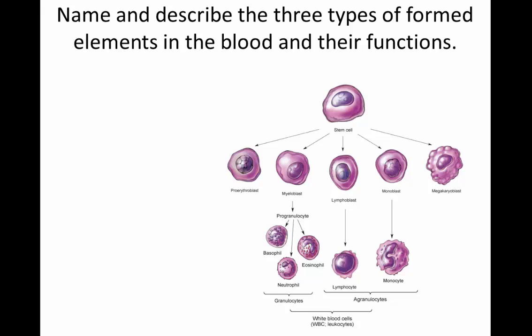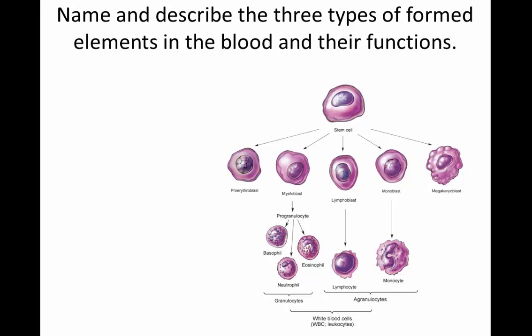The basophil plays an important role in the inflammatory response that we'll take a closer look at when we get to the immune and lymphatic systems. It plays a role in the inflammatory response by releasing the chemical histamine. It also releases the chemical heparin that acts as an anticoagulant.